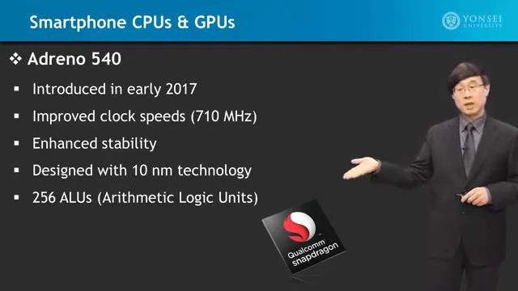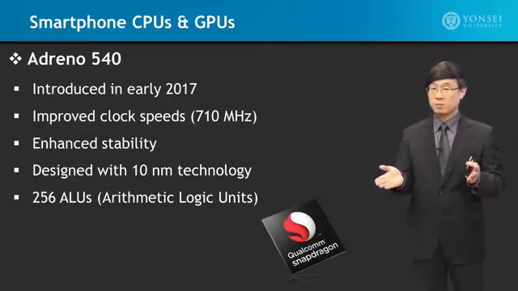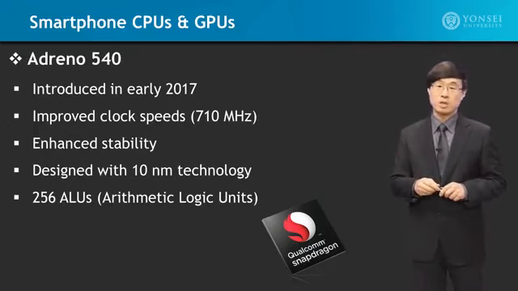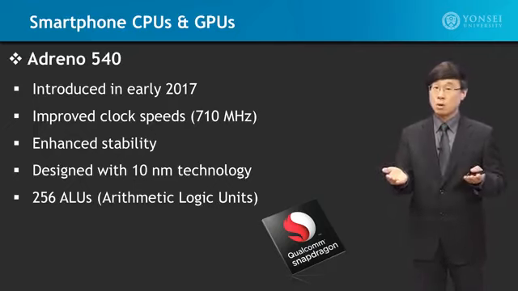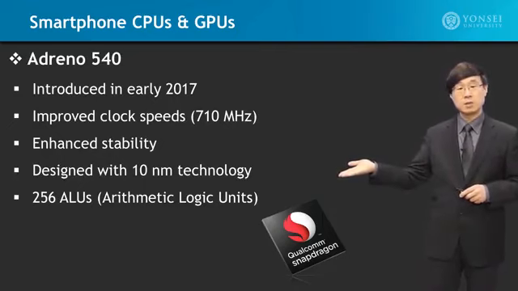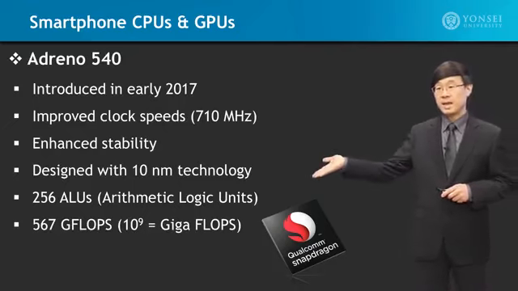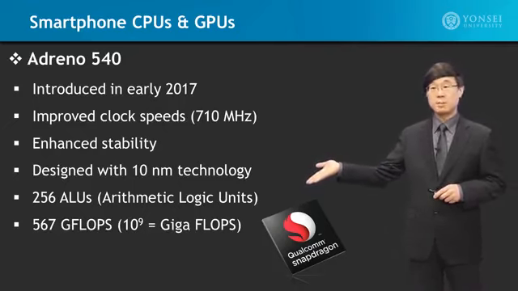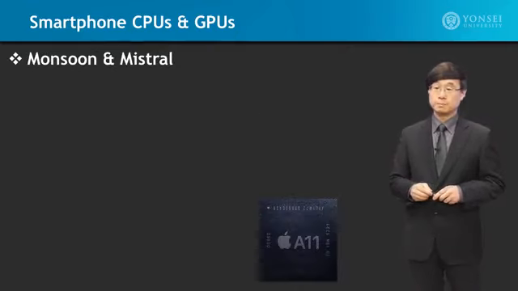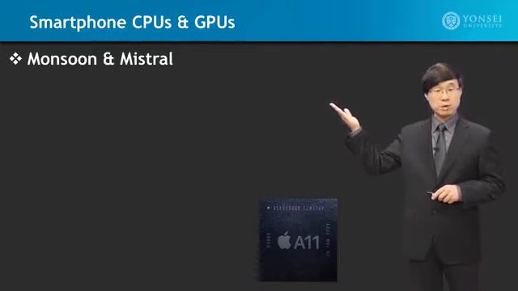An arithmetic logic unit is a logic unit that performs addition, subtraction, in addition to logic binary operations, such as AND, OR, NOR, NAND, exclusive OR. These types of logical binary operations are conducted by ALUs. In addition, the Adreno 540 has floating point operation capabilities as well. It has 567 GFLOPS. GFLOPS is gigaflops performance.